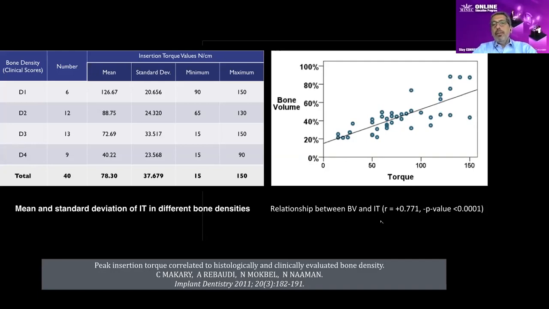So basically, the problem resides in the fact that it's always easy to achieve a high stability in hard bone, but it's always difficult to achieve the same high stability in soft bone. And this is why when we are facing soft bone, it will be difficult for us to be able to predict stability and to predict the early or immediate loading protocol.